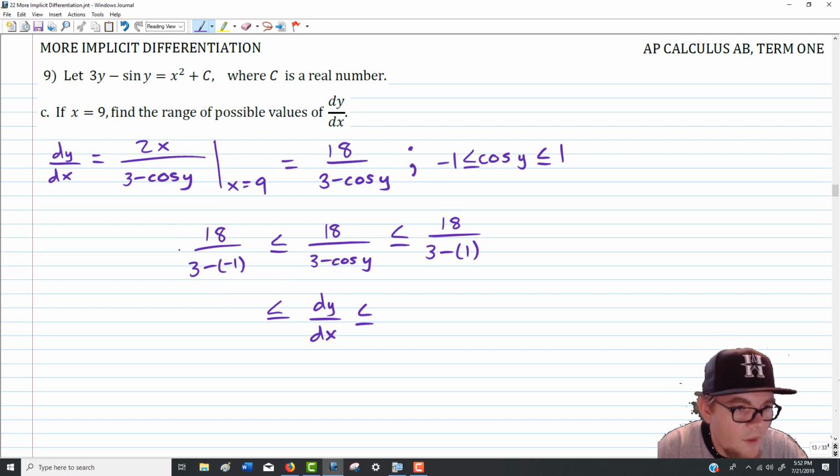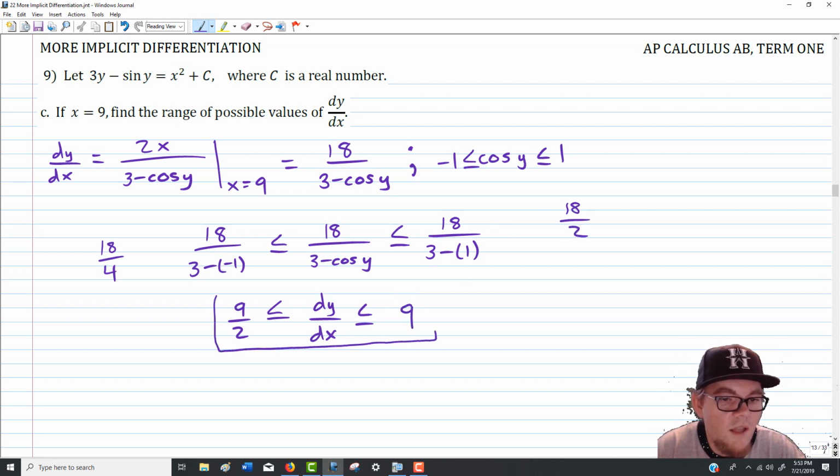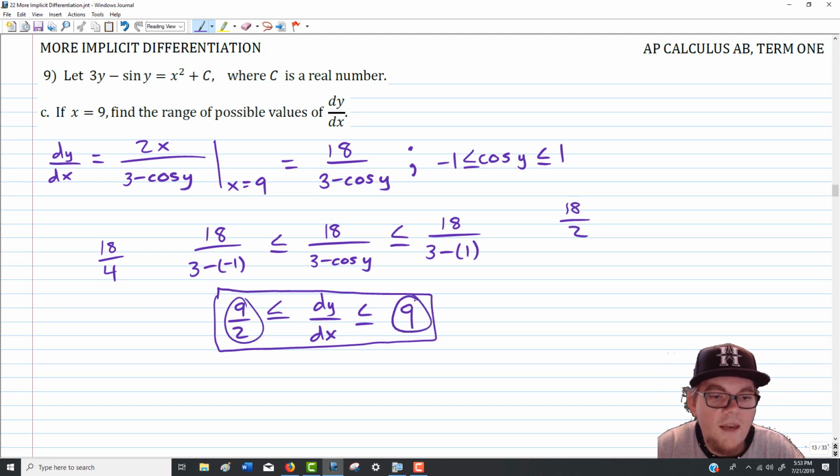dy/dx is always between these two values. And those two values happen to be, let's see, this is 18 over 3 plus 1, so 18 over 4, which is 9 over 2, or 4.5. And on this side, we get 18 over 2, which is 9. So what they're telling us is that the slope is always between 4.5 and 9. Doesn't matter where we are on this curve. If x equals 9, the slope has to be between those two.